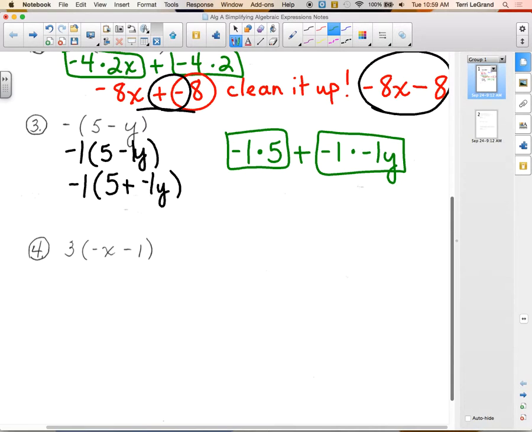Negative 1 times 5. Negative times a positive? Negative. 1 times 5? 5. Negative 5. Negative 1 times negative 1y. Negative times a negative is a positive. 1 times 1 is 1. So we have 1y. Do you think they're going to leave it like that in the answer bank?